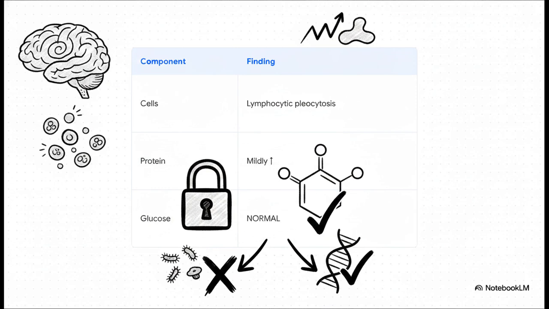If the CSF glucose is low, that's a massive red flag. It's highly unusual for a virus. Right then and there, you need to pivot and start hunting for bacterial, fungal, or tubercular meningitis. Normal glucose, that's your viral suspect.